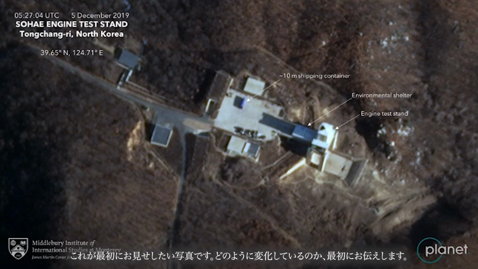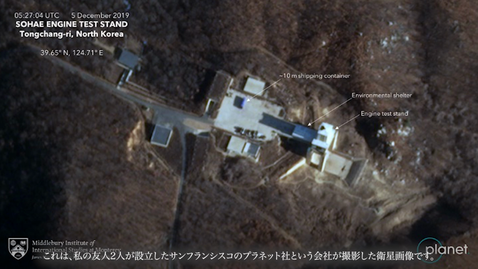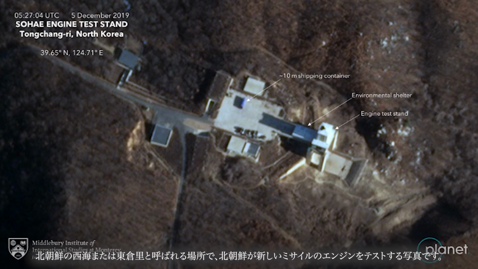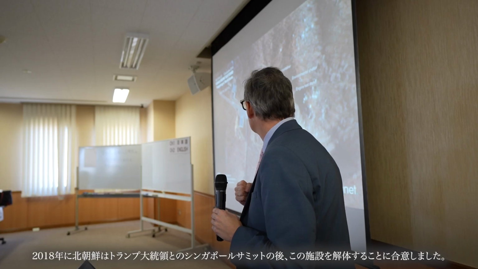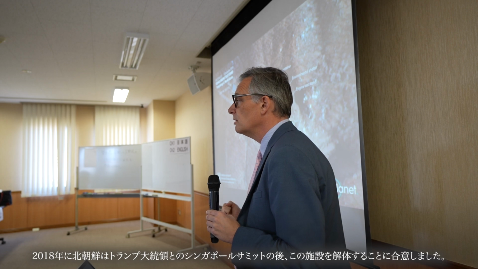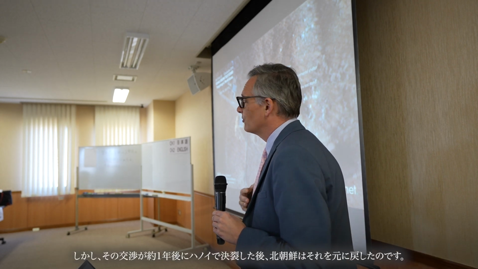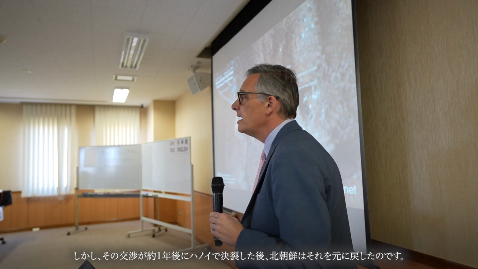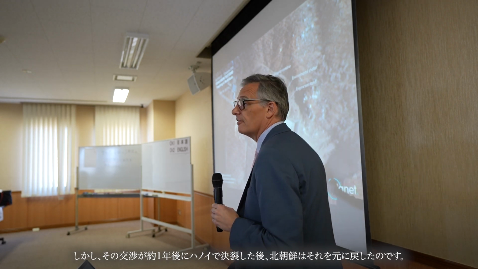So this is the first picture that I want to show you, the first story I want to tell you about how things are changing. This is a satellite image taken by a company called Planet in San Francisco, founded by 2 friends of mine. It is a picture of a location in North Korea called Sohae or Tongchang-ri, where North Korea tests the engines for its new missiles. In 2018, North Korea agreed to dismantle this facility after the Singapore summit with President Trump. But after those negotiations collapsed in Hanoi about a year later, North Korea put it back together.